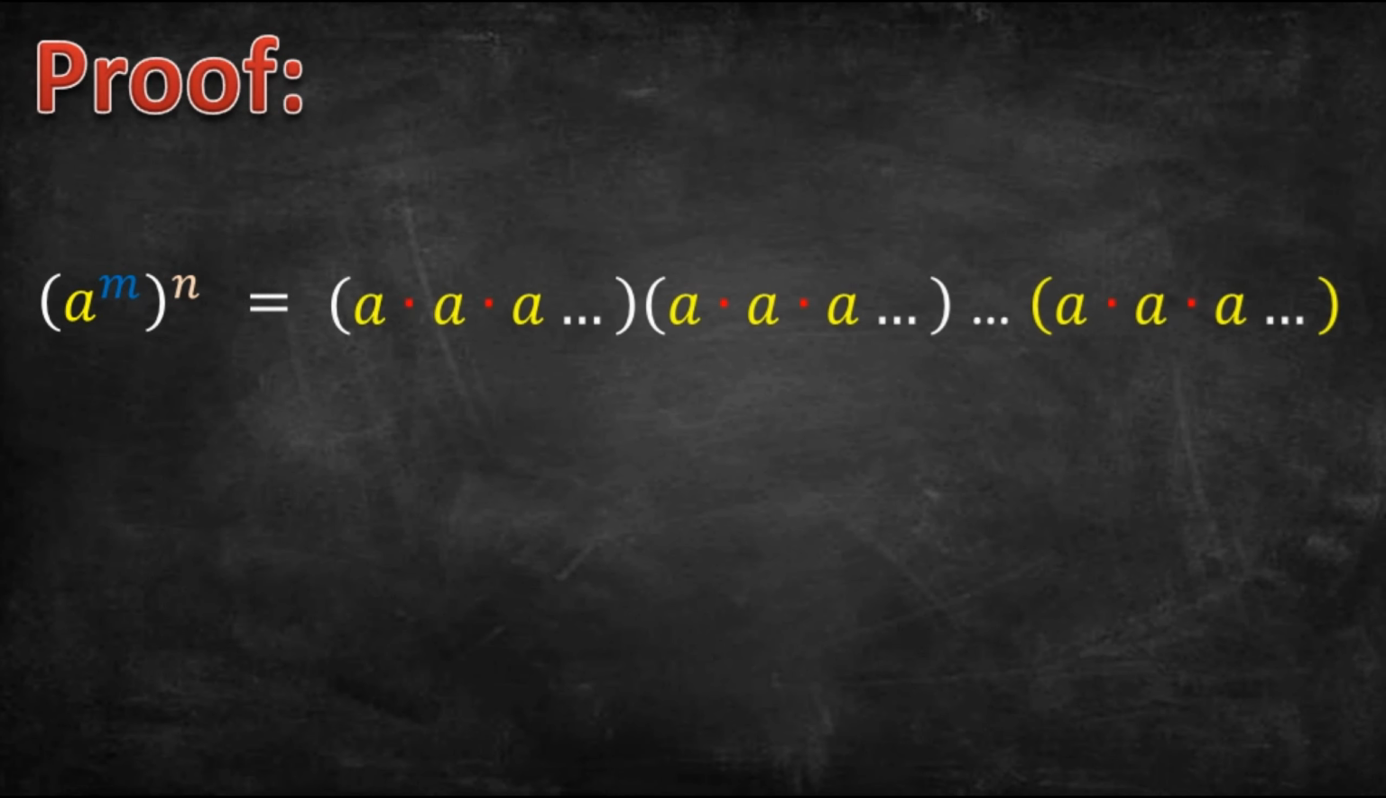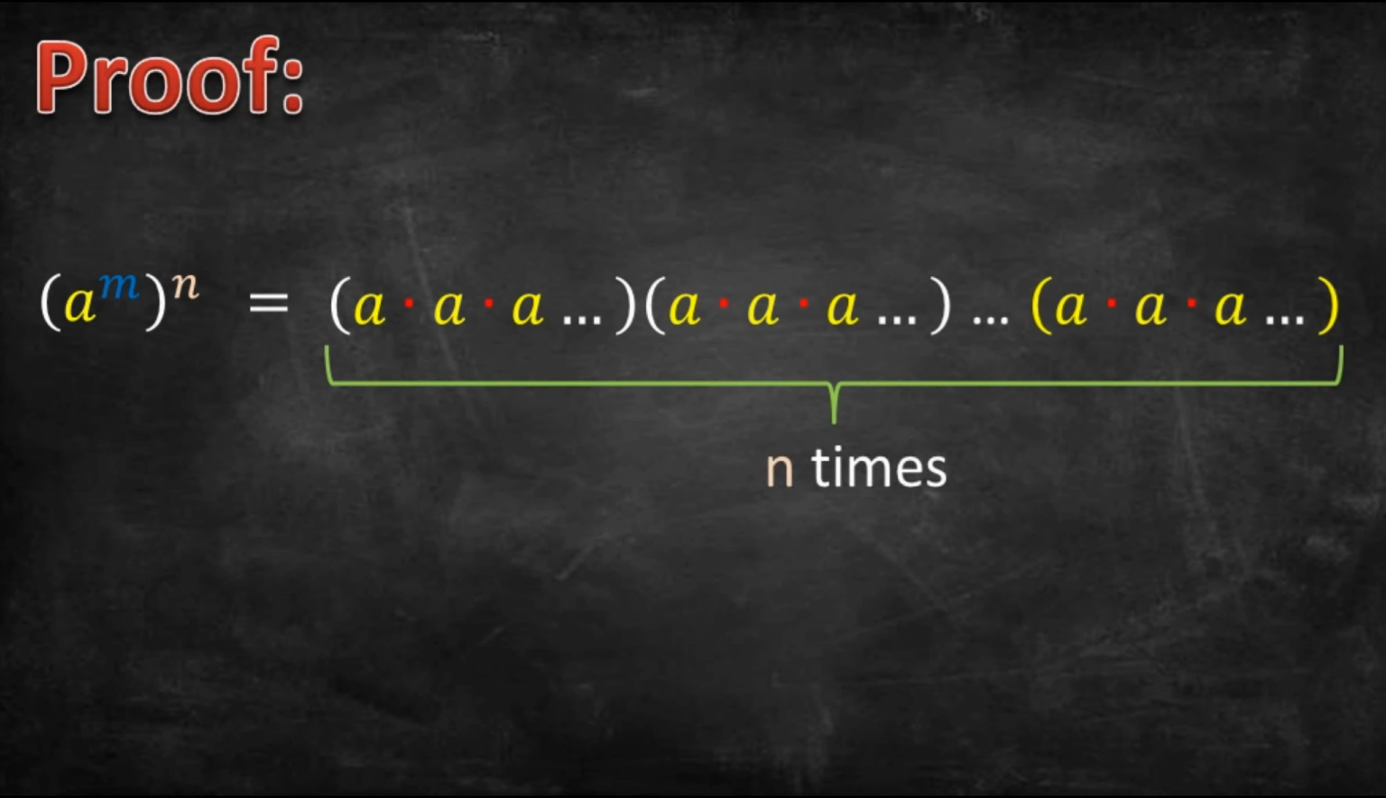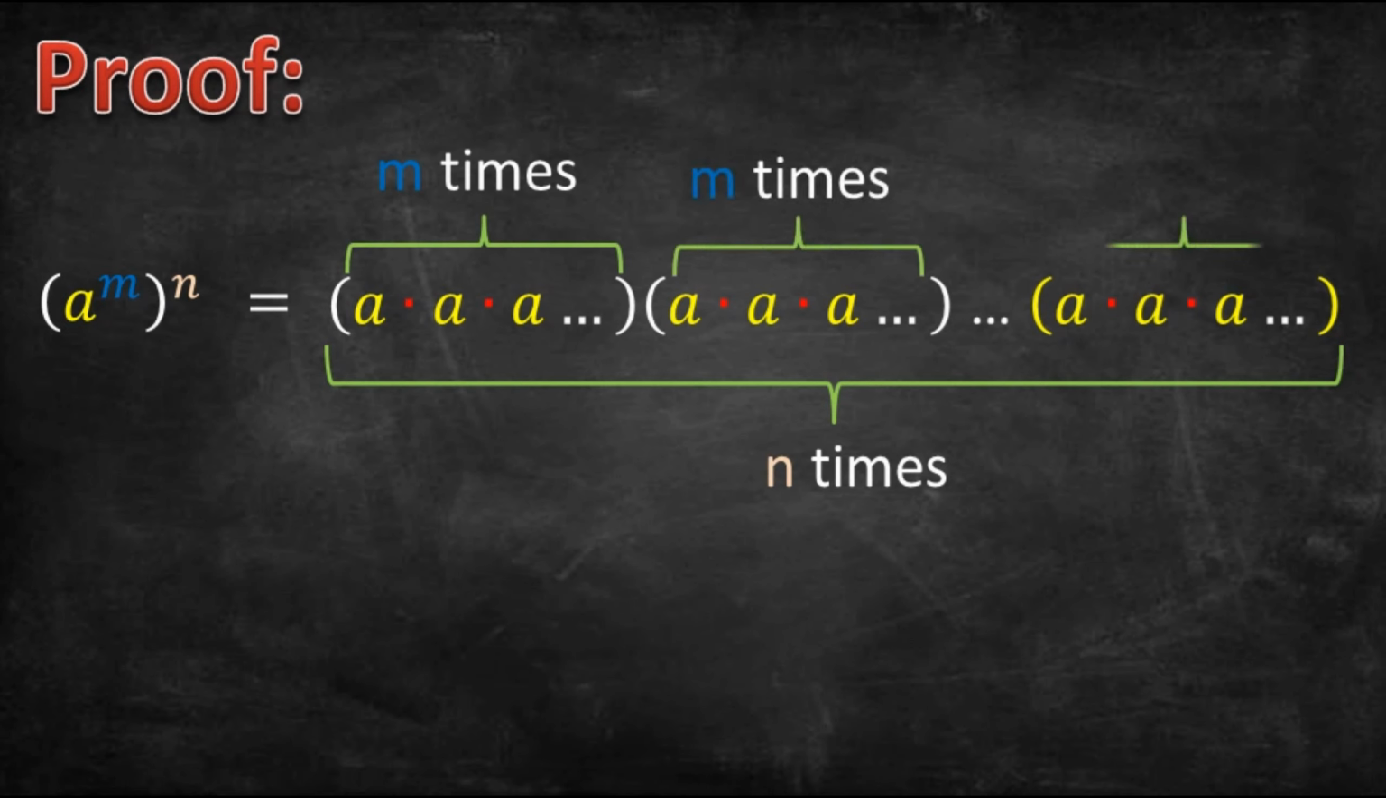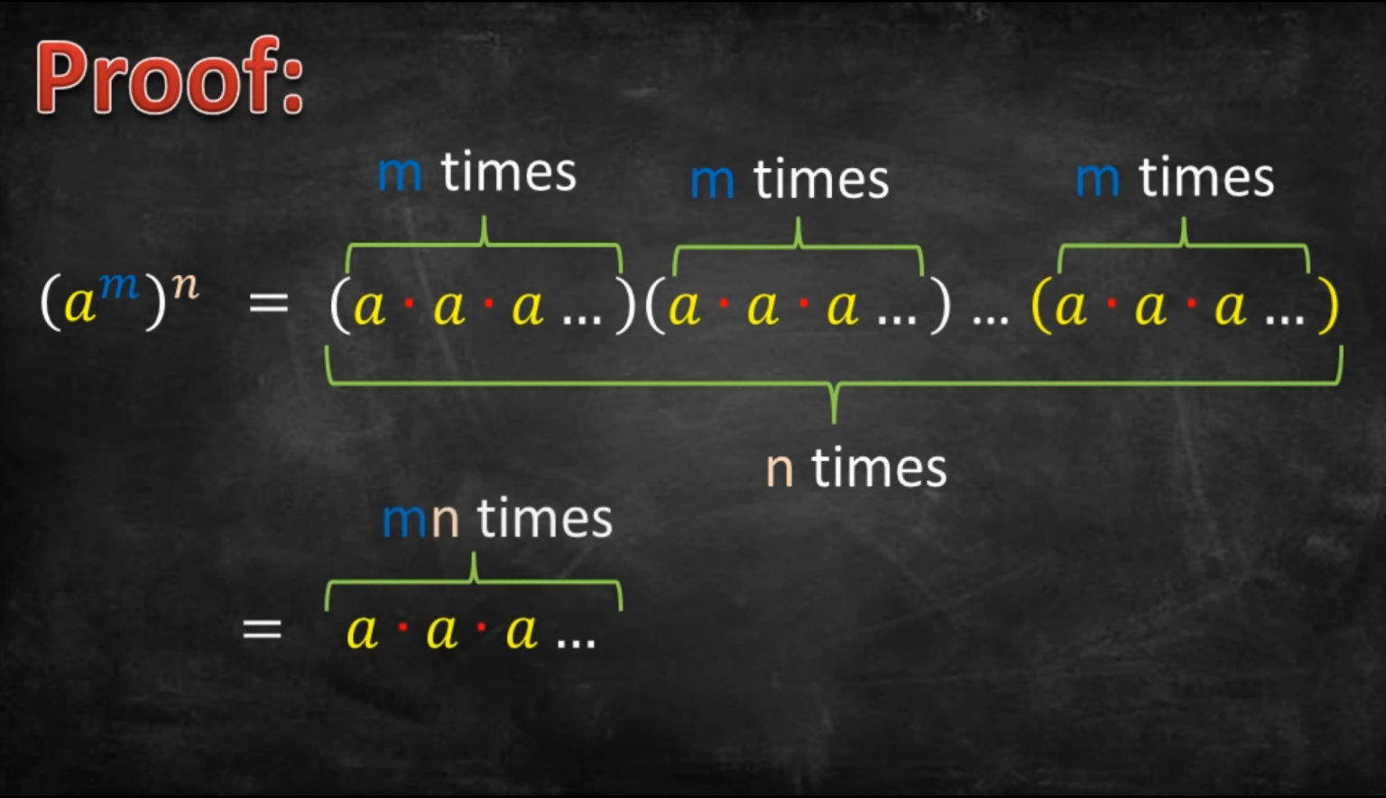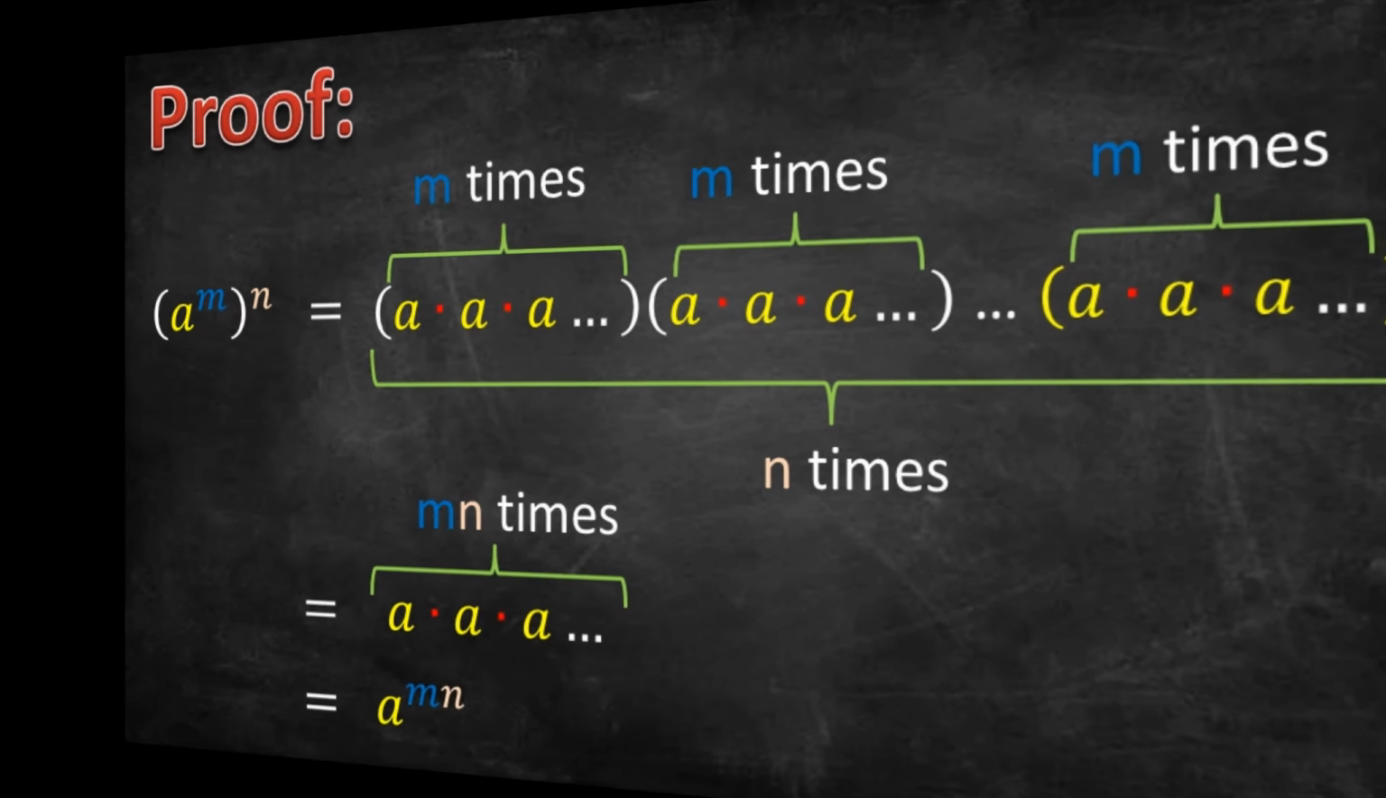Let's look at the proof of this law. A to the m all to the n means that we are multiplying the brackets by itself n times. Inside each of the n brackets, a is multiplied by itself m times. So the total number of times that we are multiplying a by itself is m times n times, which is the same as a to the power of m times n.